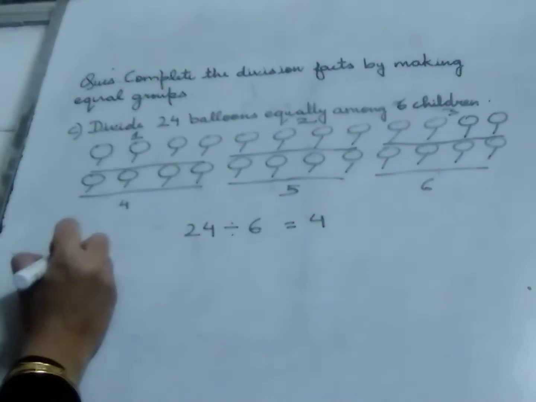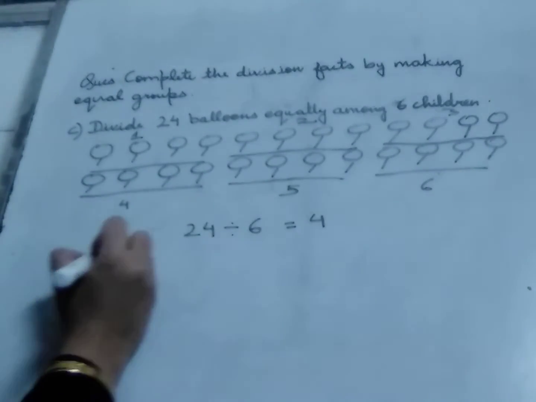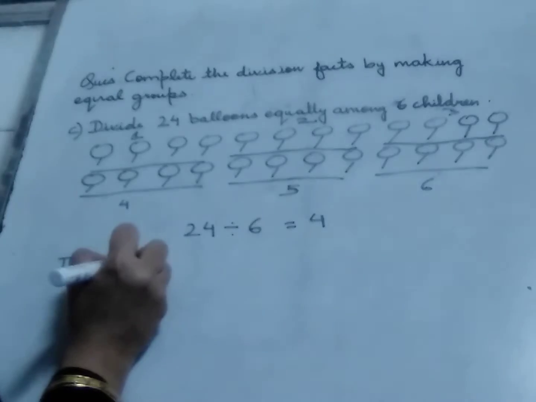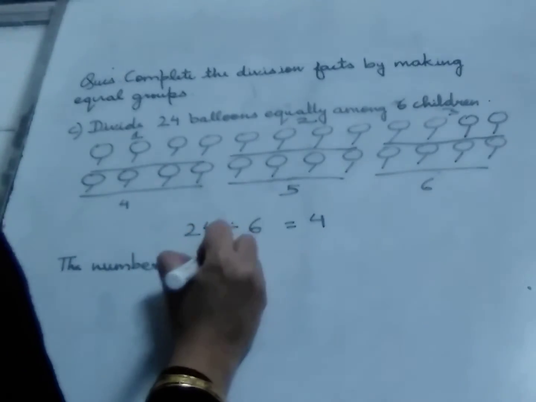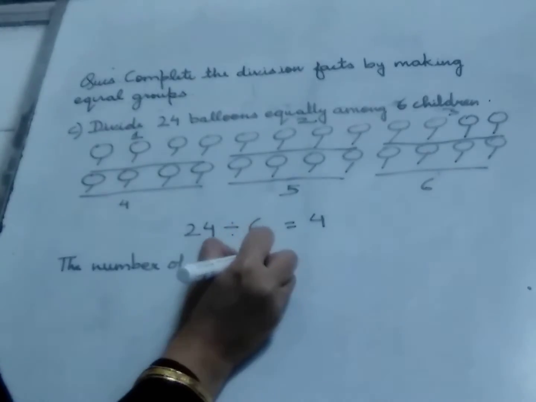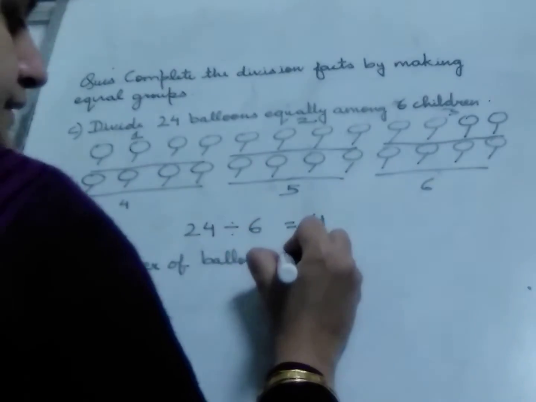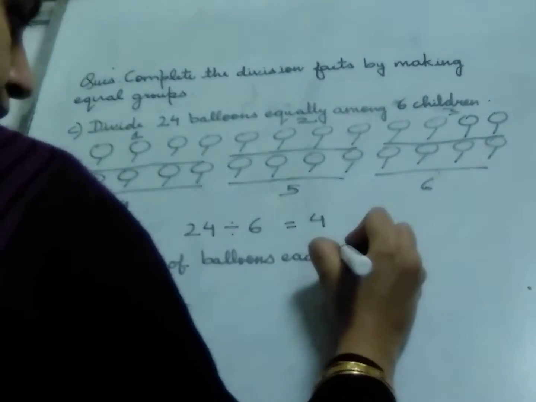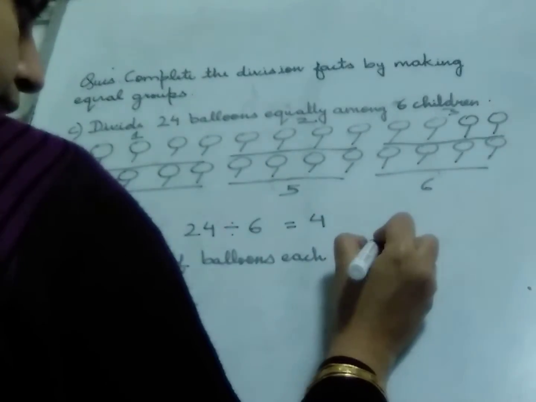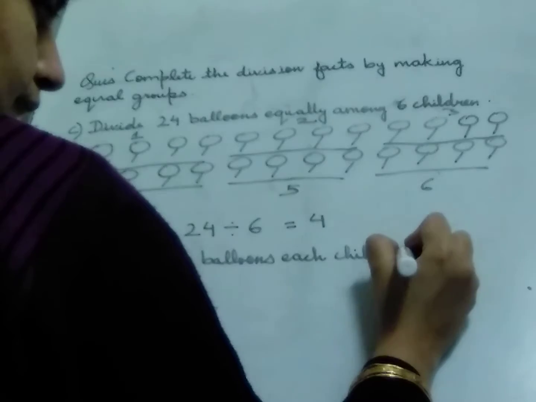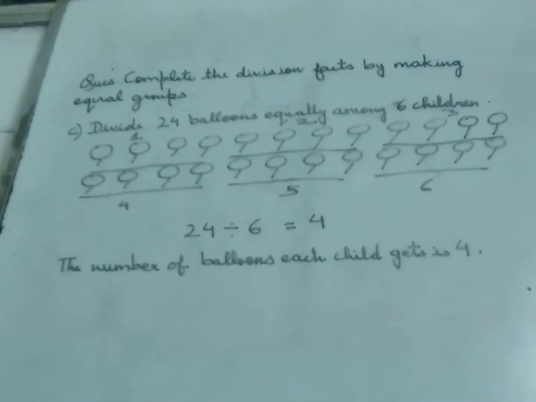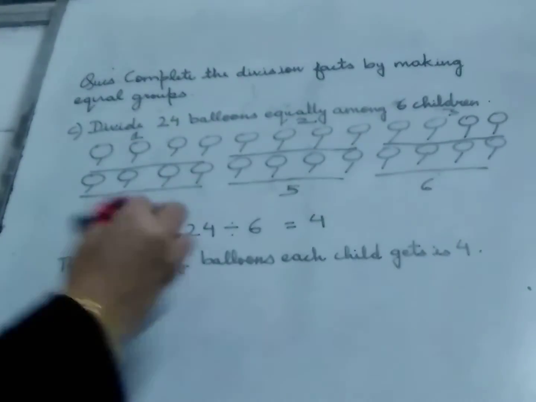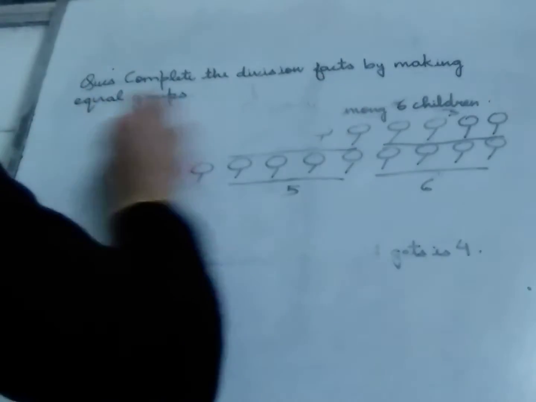Or in words you can write it as the number of balloons each child gets is 4. Okay, let's come to the next question.